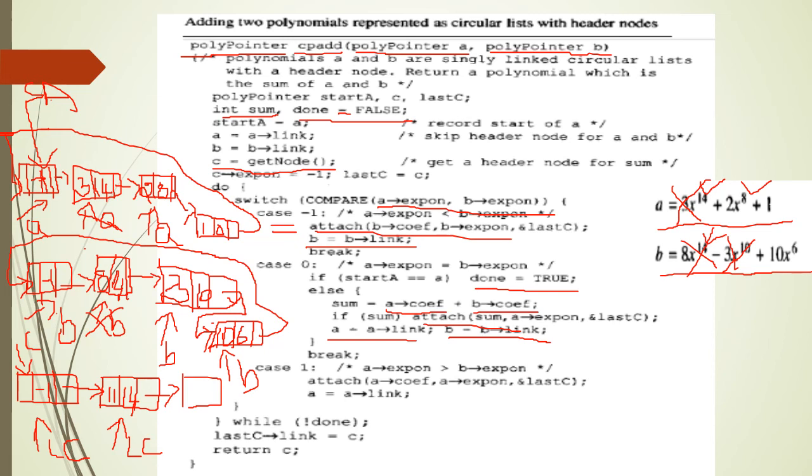Now a of exponent is 8, leading exponent of the first polynomial is 8, leading exponent of the second polynomial is 6. 8 is greater than 6, it matches case 1, it will attach 2 into x to the power of 8 to the resultant polynomial, and it will get removed.